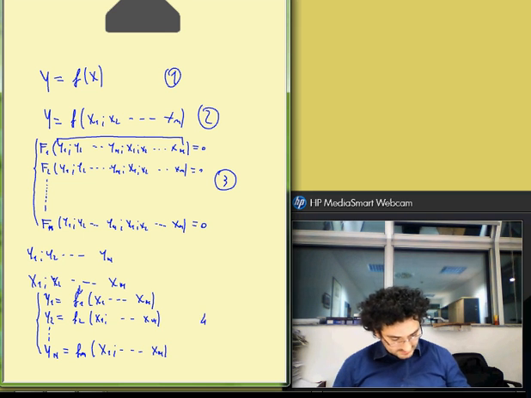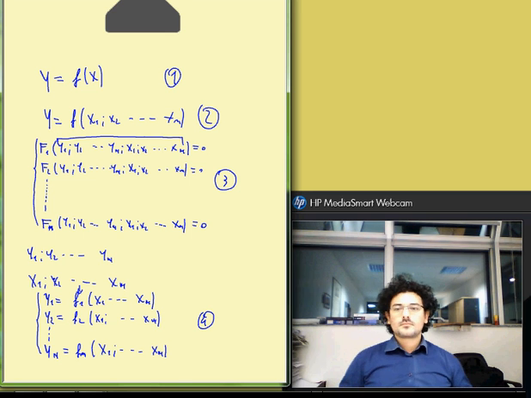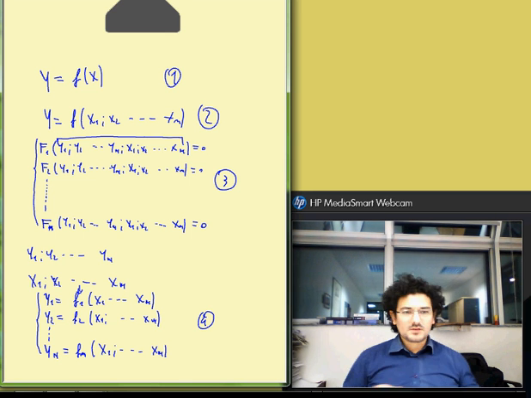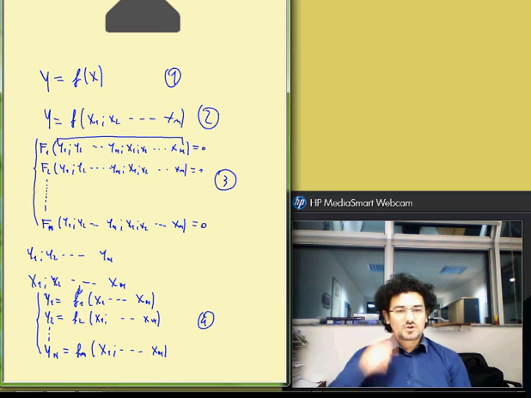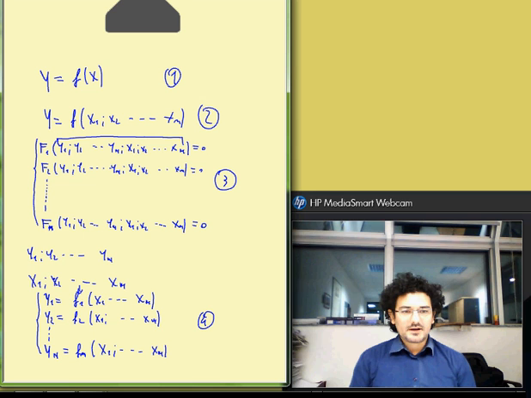And we call this system 4. System 4 represents the so-called reduced form model, in which each endogenous variable is expressed in terms of exogenous variables.